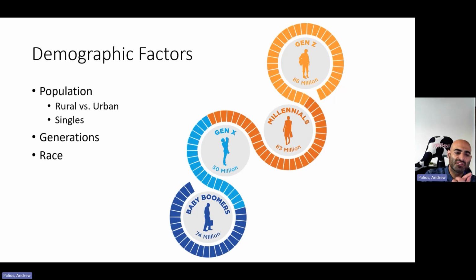So that brings us to generations. There are some things that we know about these different generations. You can see here the numbers of each one. There's 74 million baby boomers, 50 million Gen Xers, 83 million millennials, and 86 million Gen Zs. And then there are other generations too, which I'm not 100% familiar with right now, and I don't think we have enough data yet to speak too much to that. But there you have it.